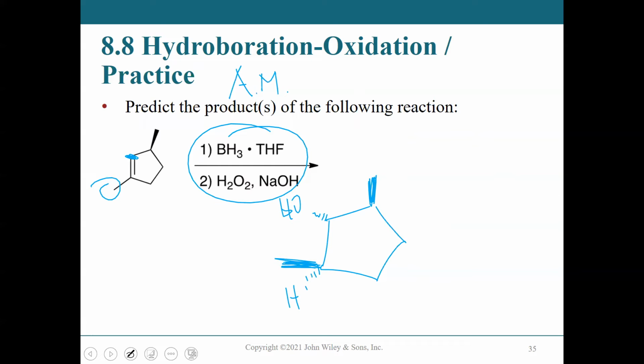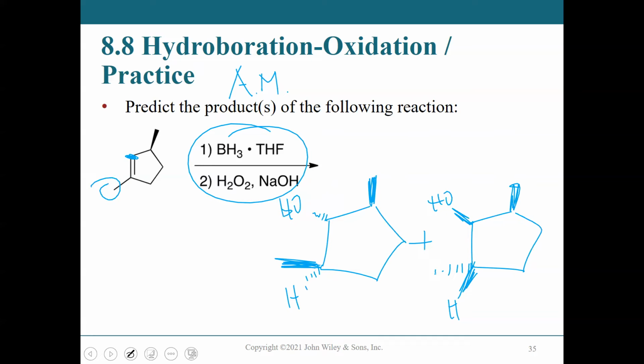That's one addition. The other addition will be the methyl, nothing happens. Now the OH goes as a wedge, and the hydrogen also goes as a wedge, and the methyl now will go as a dash. So those will be my two products for this addition reaction.